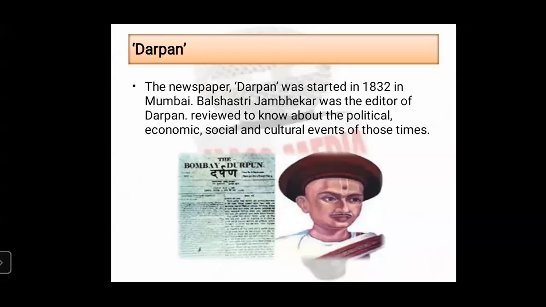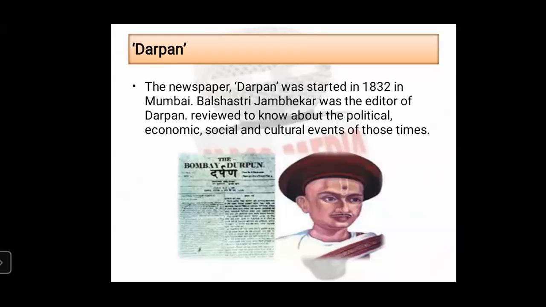So all these titles show you which kind of topics, which kind of issues or news they were focusing on. That is for the welfare of the people, for bringing development. They used to focus on such kind of news. Okay, so this was all about Darpan.